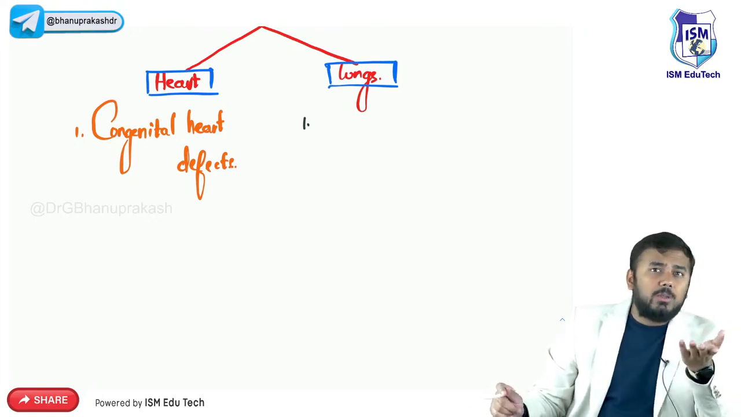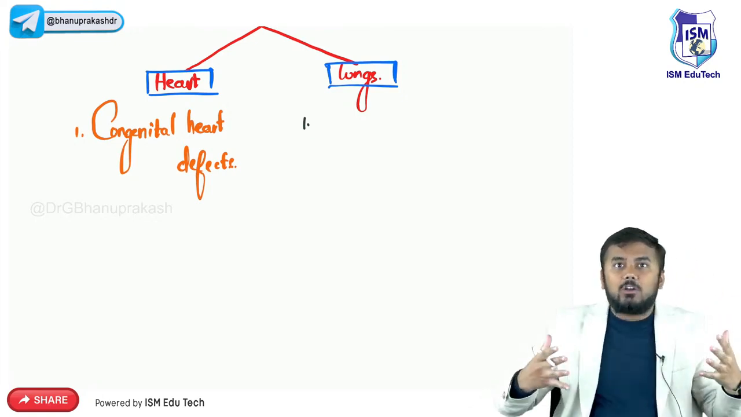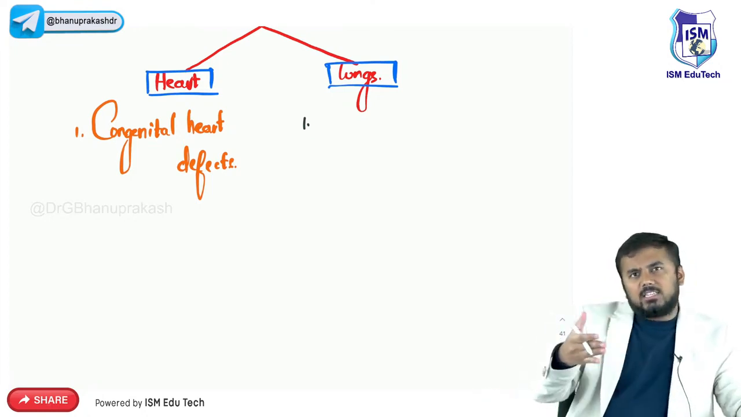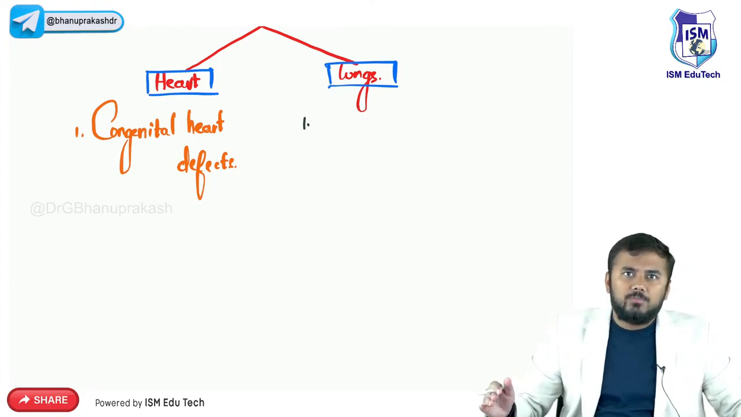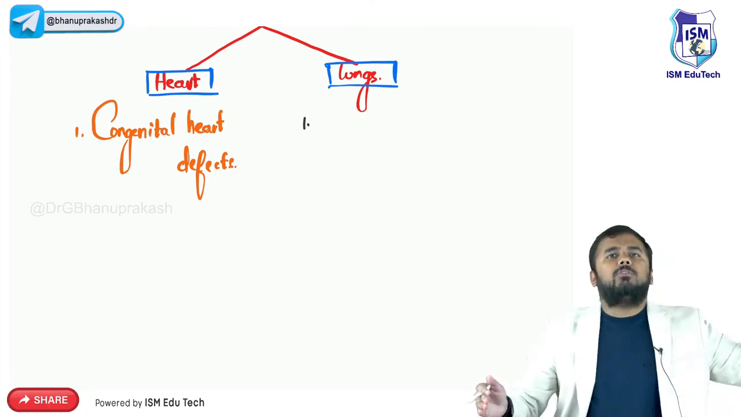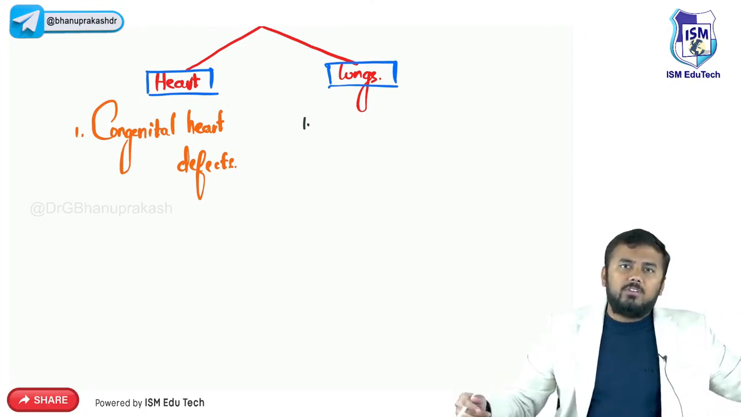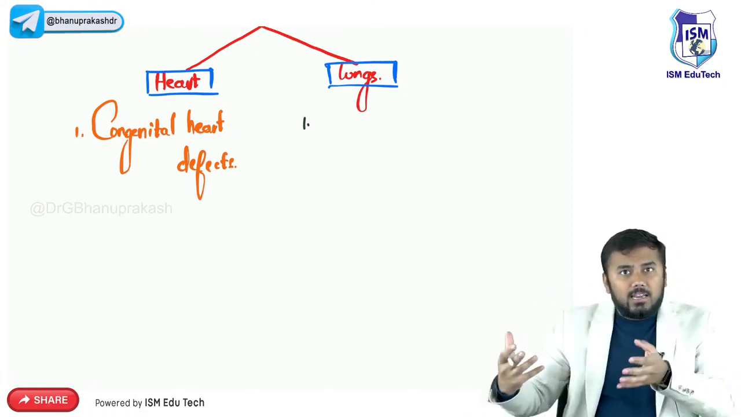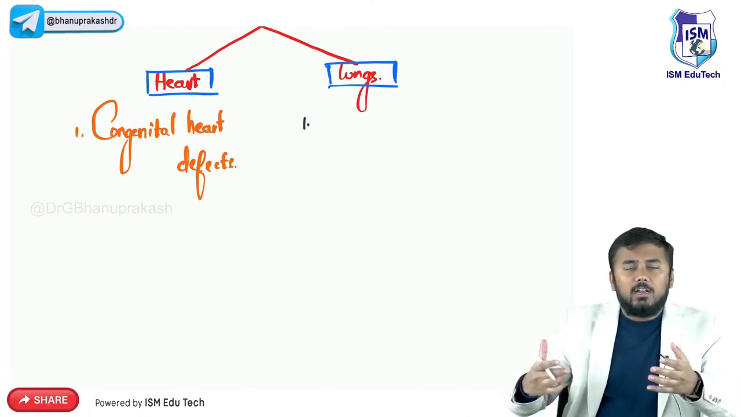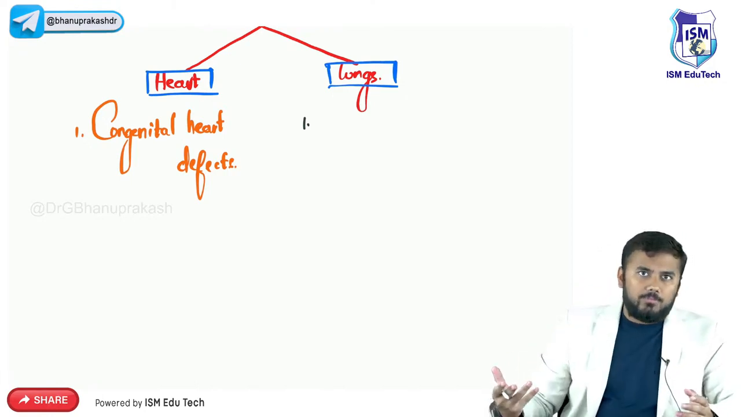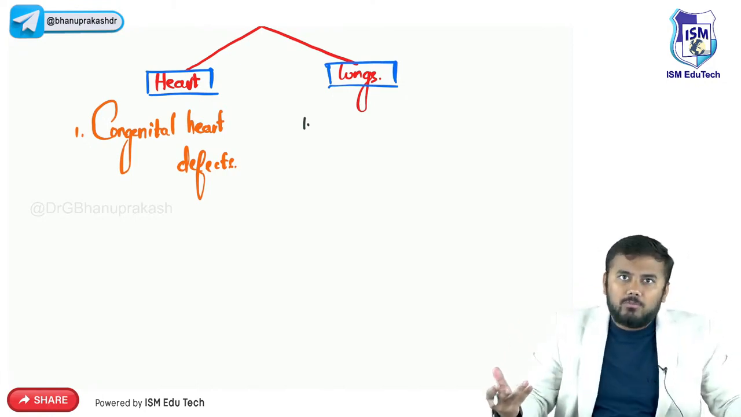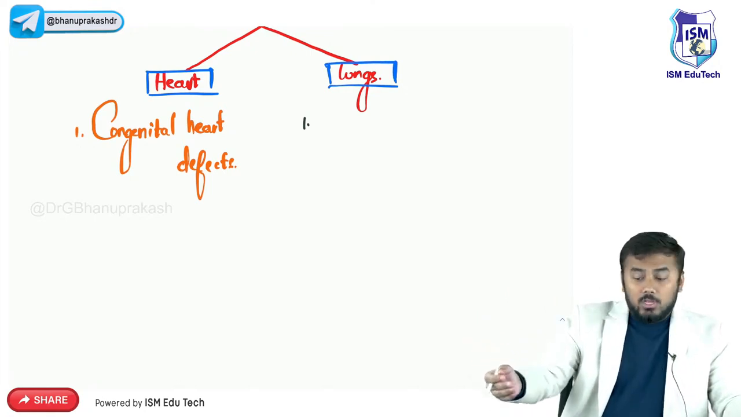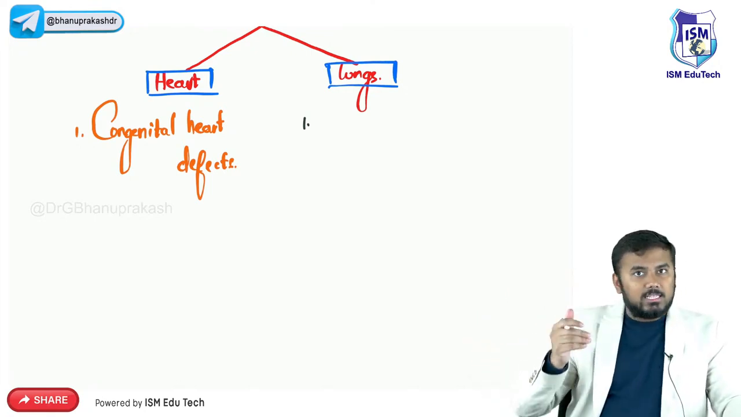Why are you calling it premature? Because the baby's lungs are not properly developed. The baby's lungs will be developed by at least 35-36 weeks of gestation. So if the delivery is happening before 36 weeks, the lungs are not properly developed. So obviously when the baby is delivered out, the neonate cannot breathe properly because his lungs are not fully formed. So that can lead to hypoxia. Yes or no? So let us see in detail what are these conditions here.